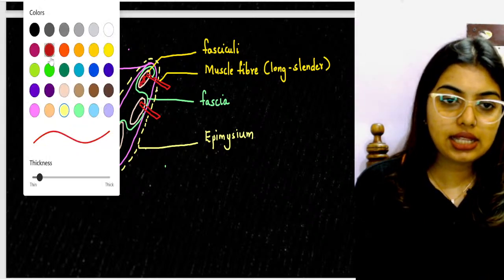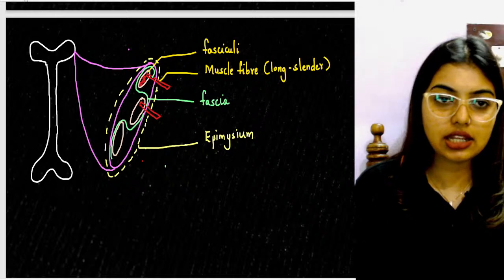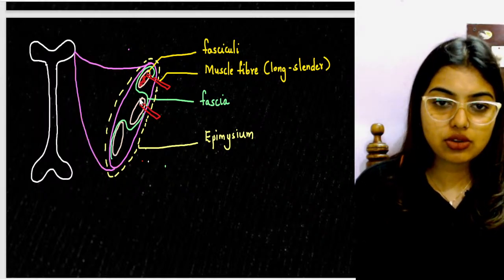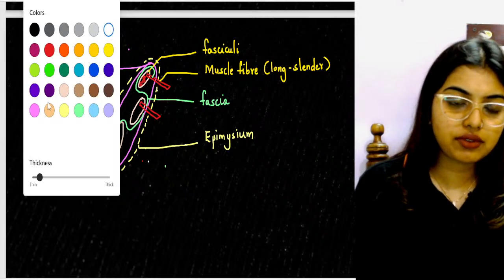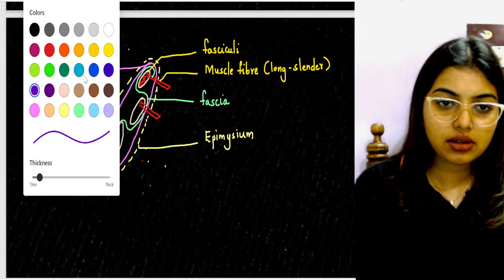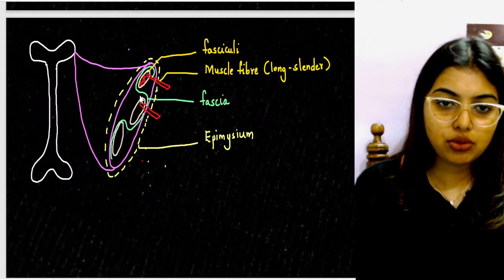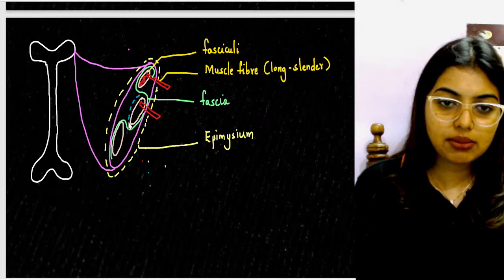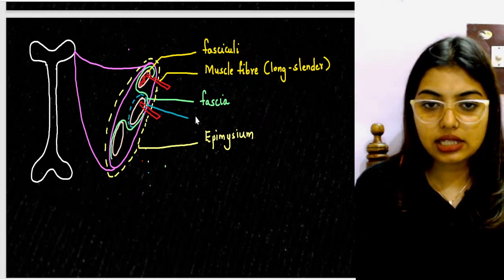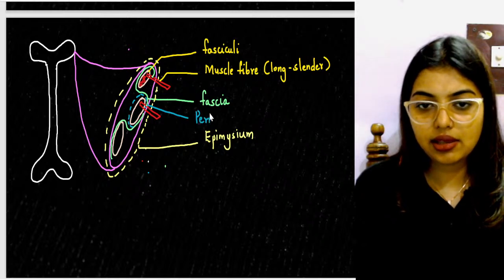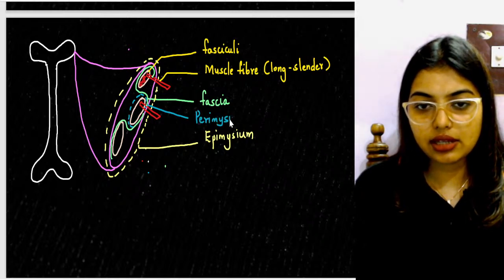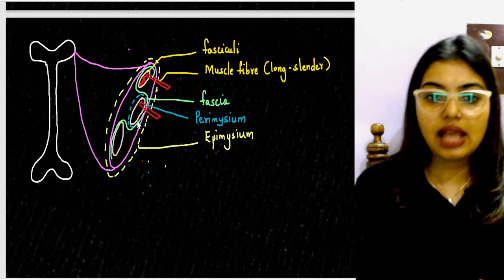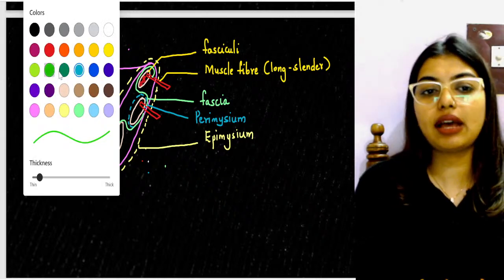Then inside that, inside this, bundles are there, no? For the bundles also there is going to be a covering. If I draw it in white, it won't be visible, so I'm drawing it in blue. These muscle bundles also will have a covering, that is called perimysium.